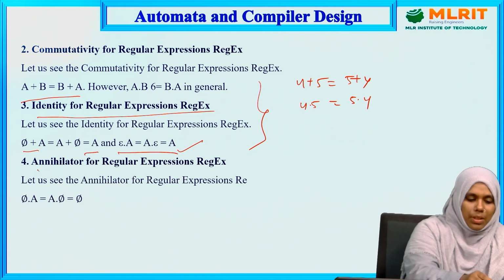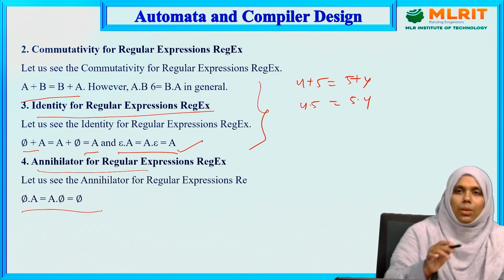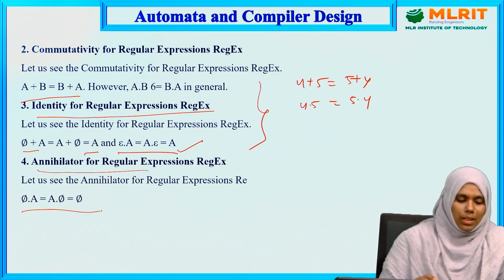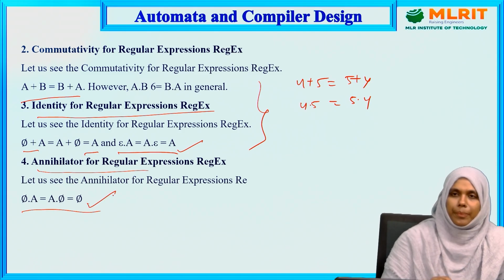Next, coming to the annihilator law. What is the use of the annihilator law, and what is the law for that? We can simply say that phi . A is equal to A . phi, which is equal to phi itself.